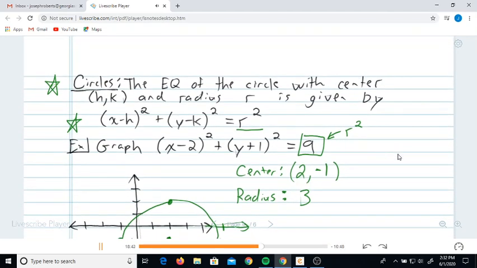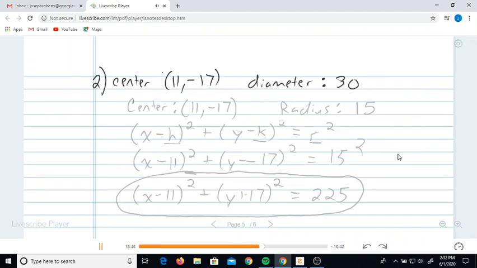Alright. So basically our strategy when we're trying to write the equation of a circle, we need to figure out 2 things. We need to figure out the center, and we need to figure out the radius. So that's our strategy. Figure out the center and radius. Well, the center is provided, so we got that. And the radius is going to be half of the diameter. Well, half of the diameter, in this case, would be 15.